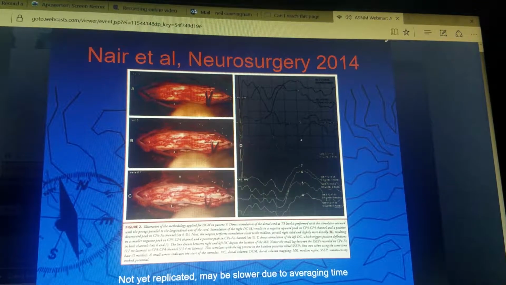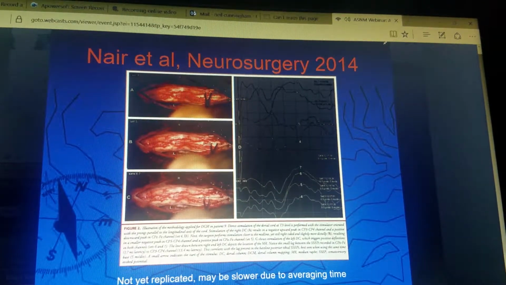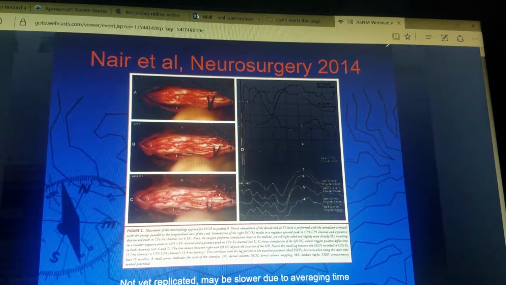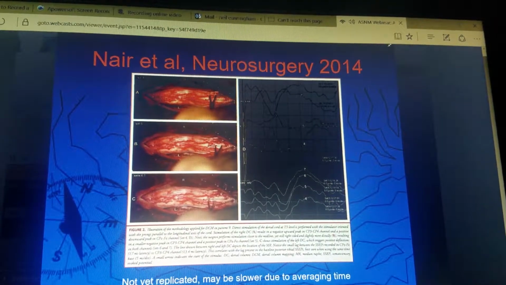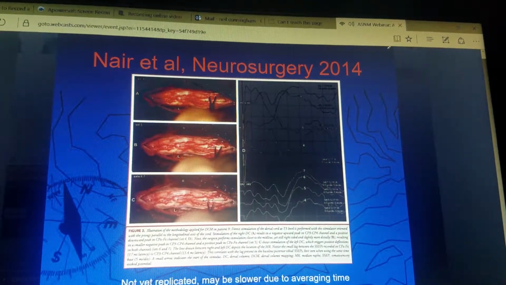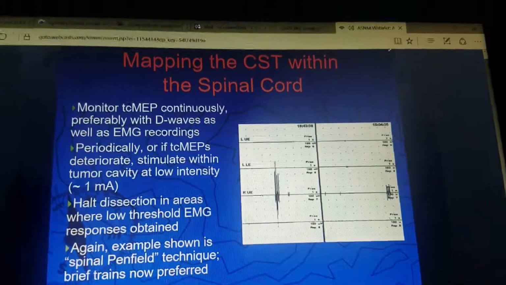and so you're going to see some phase reversal of the scalp-recorded SEP. This is not maybe as straightforward as it seems because the foot area of the cortex is not nearly as consistently organized as is the hand area. This hasn't been replicated yet. It may be a little bit slower. I just wanted to include it for the sake of completeness.